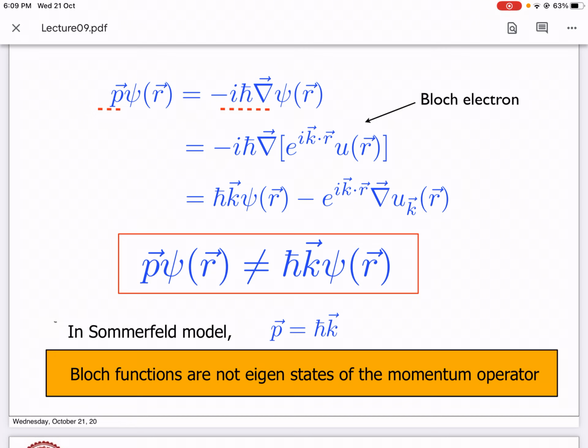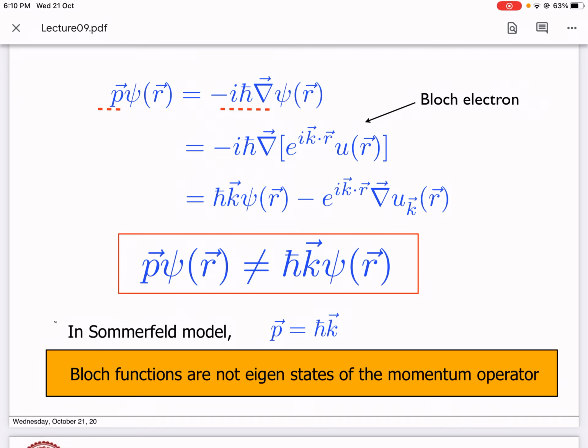But you know that from the free electron case, p equals h-cross k. So we have always considered kinetic energy as h-cross squared k squared by 2m, because the electron momentum is h-cross k. In the case of Bloch electrons, these Bloch functions are not the eigenstates of the momentum operator, so we don't get h-cross k. We have an additional term, e^(ik·r) times the gradient of u_k.